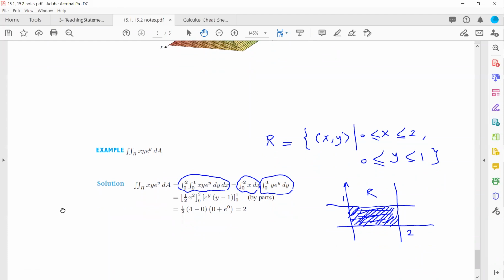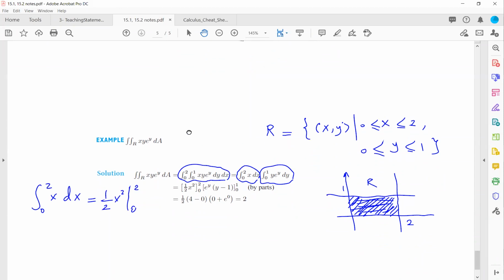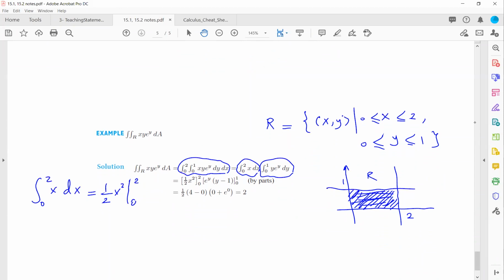Okay, perfect. So one integral is easy. 0 to 2, x dx, which is a half x squared. Then you plug in 0, then you plug in 2. The second integral, you have to use integration by parts, 0 to 1, y e to the y dy, uv minus integral v du.